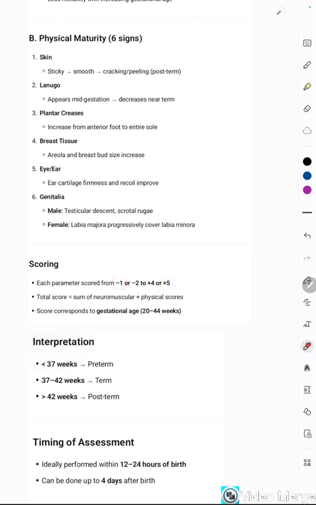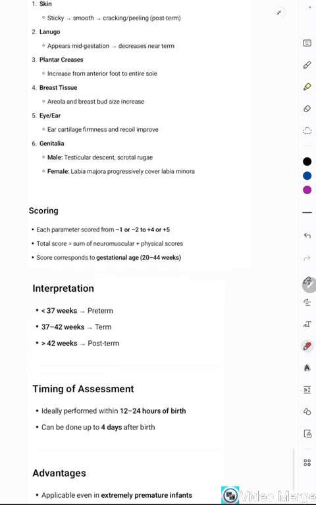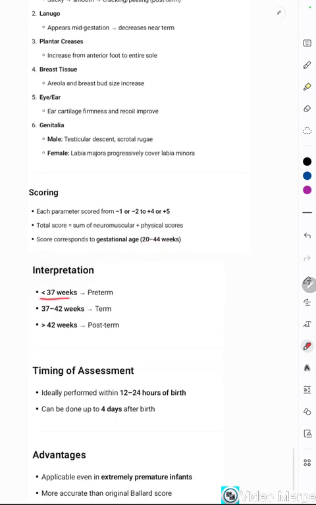So the total score is the sum of the neuromuscular and physical scores, and it corresponds to a gestational age of 20 to 44 weeks. The interpretation: if it is less than 37 weeks, we call it preterm. If it is 37 to 42 weeks, we call it term. And if it is more than 42 weeks, we call it a post-term infant.